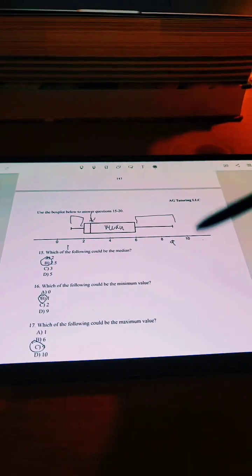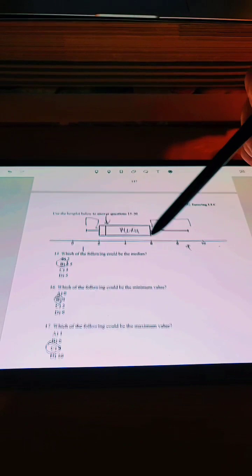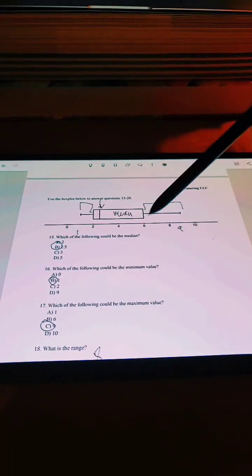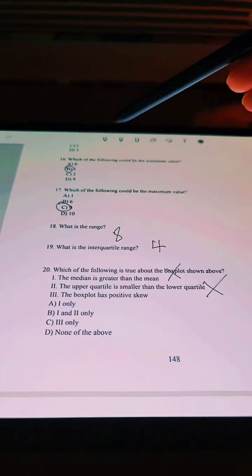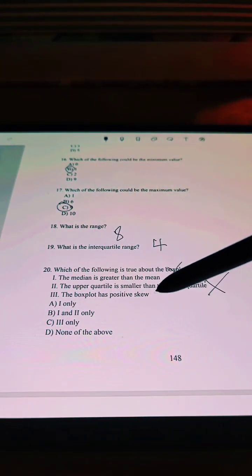So it's going to have a positive skew. If more of the box, the bigger part of the box, was over here, it would have a negative skew, but it's not. So it has a positive skew. So it does in fact have a positive skew. Whoopsies. So that is correct.